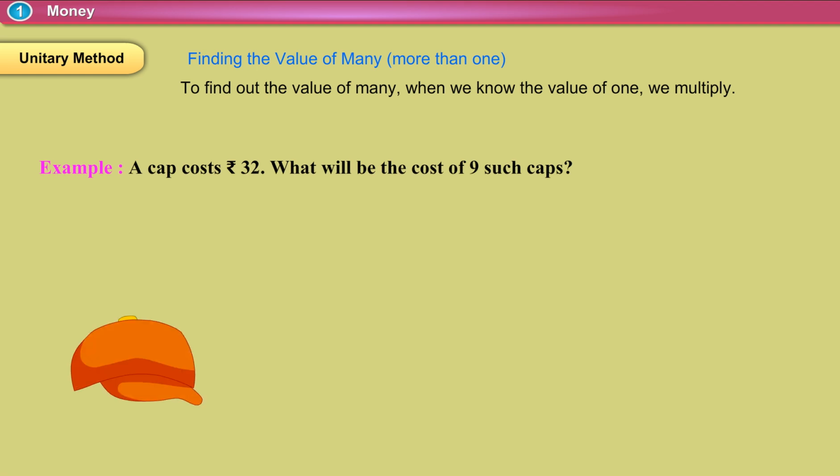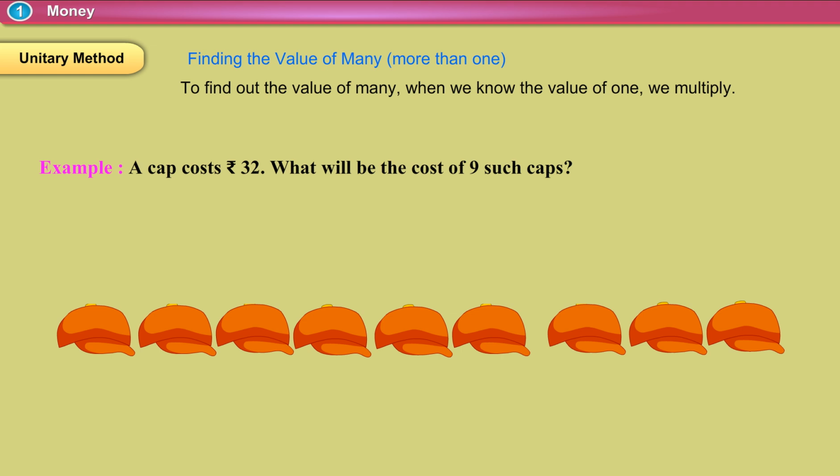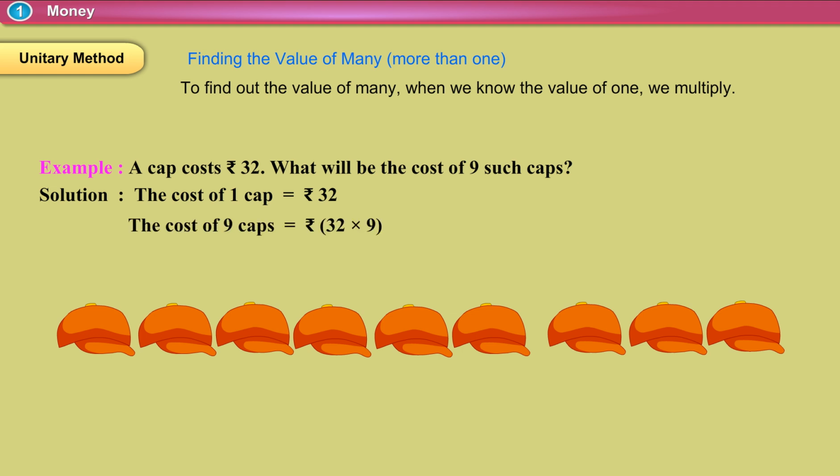Example: a cap costs rupee 32. What will be the cost of 9 such caps? Solution: the cost of 1 cap is equal to rupee 32. The cost of 9 caps is equal to rupee 32 multiply 9, which is equal to rupee 288. Hence, the cost of 9 caps is rupee 288.